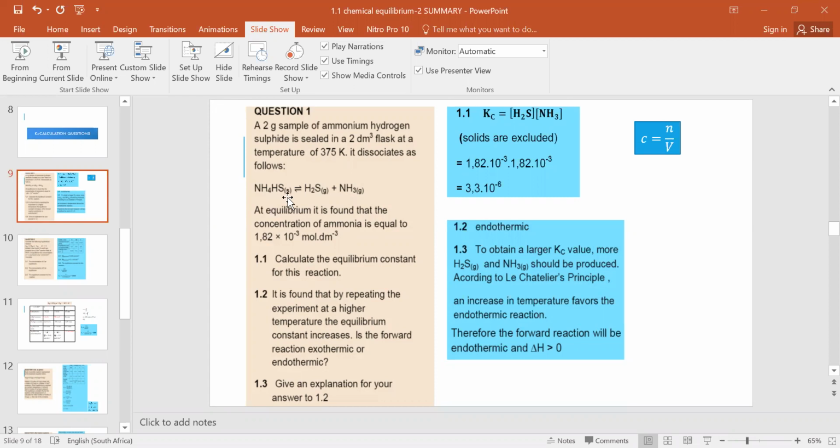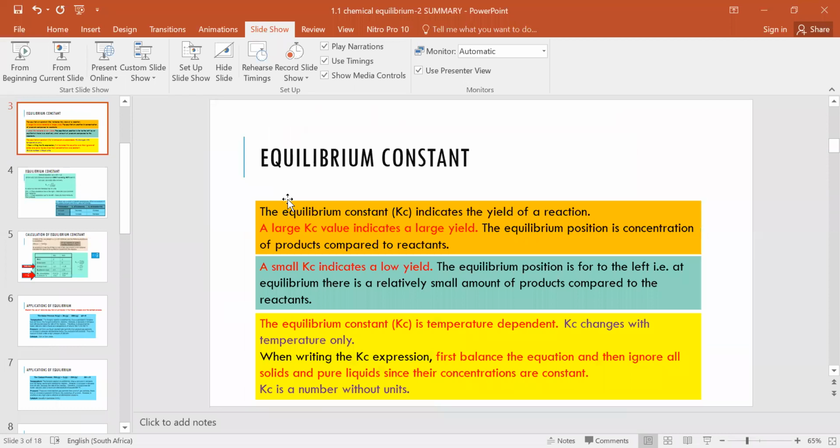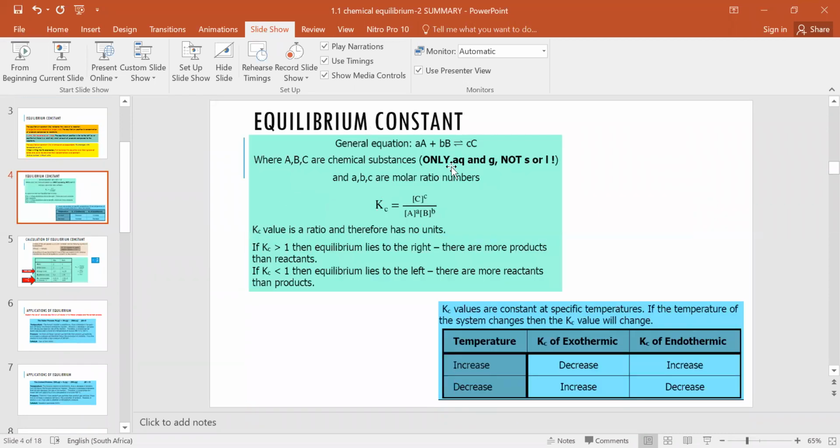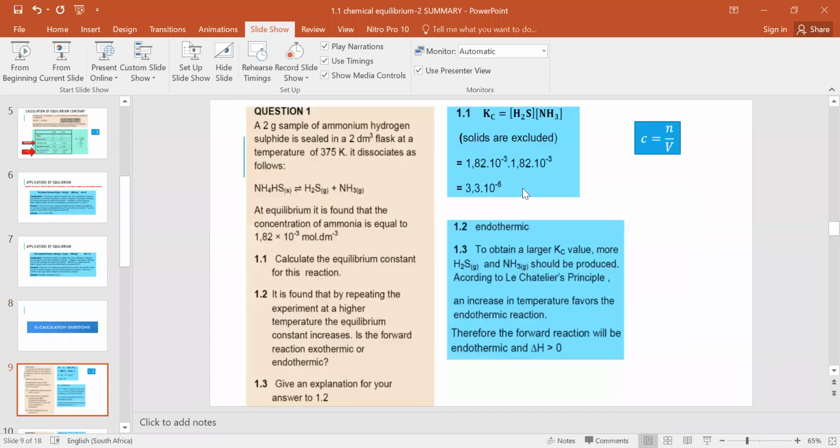No. Why? Because as you can see, it is in solid phase. What we said at the beginning, I'm going to go back to this, okay? Only aqueous and gas in the formula, not solid and liquid. If there is solid and liquid, what do we do? We don't write it down, okay? So there is nothing in the denominator, just one, okay? So divided by one, there is nothing in the denominator. You don't put it in the formula, okay?